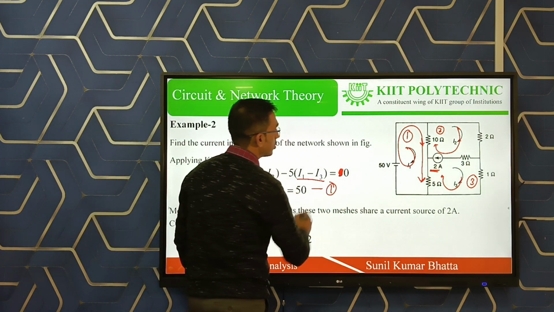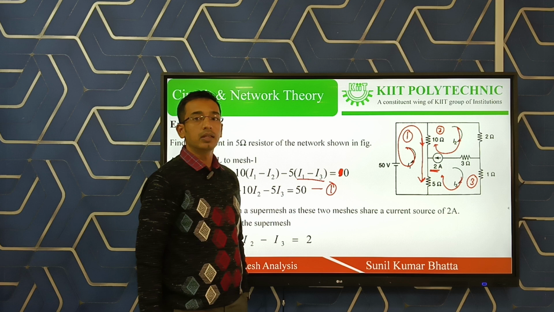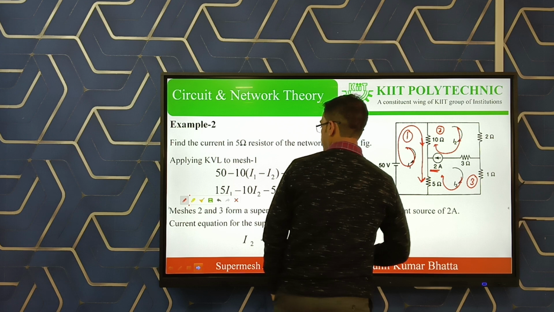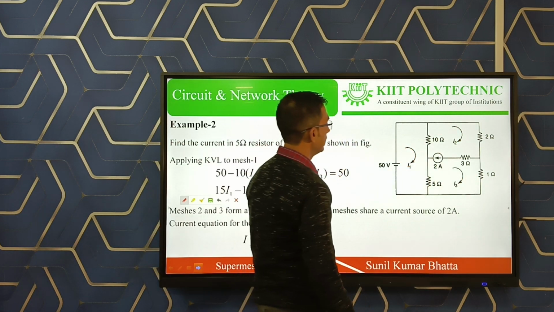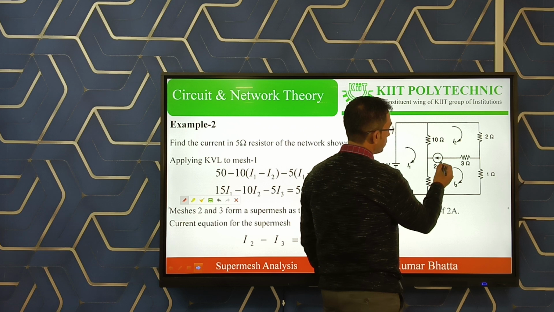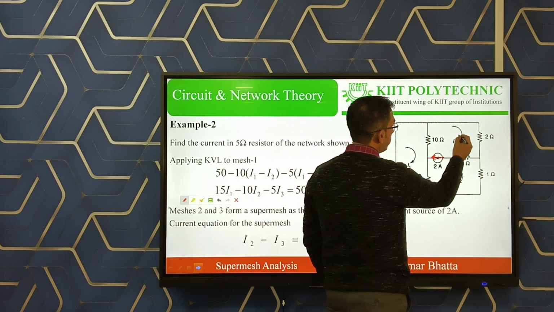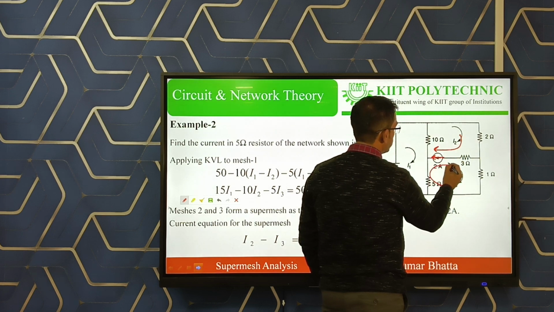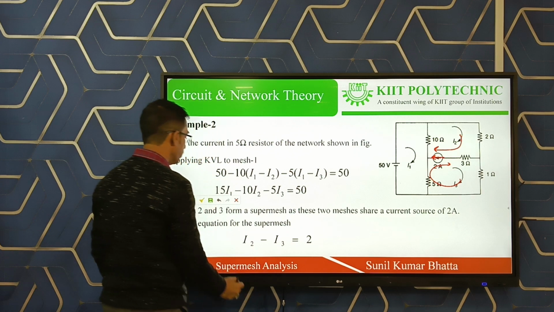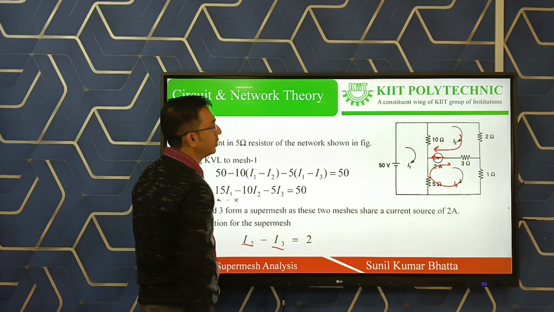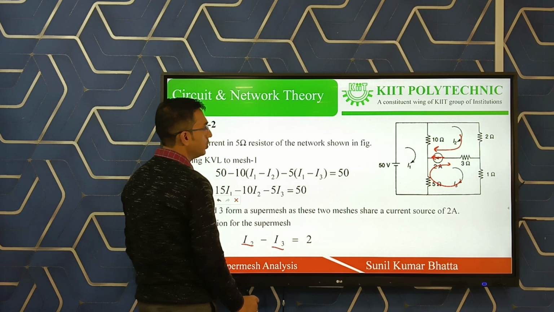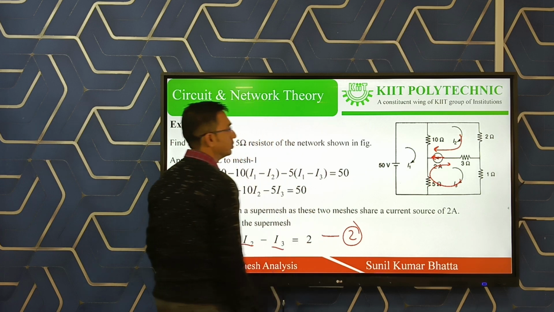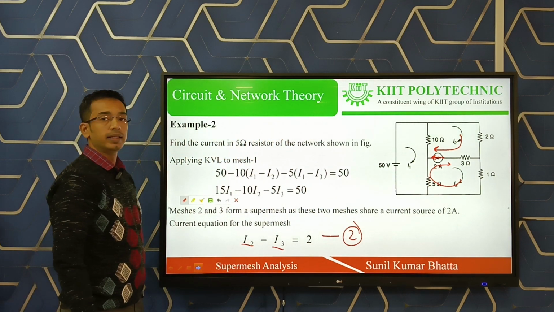The second equation is the current equation for the common current source of 2 ampere. For the common current source, the current source direction is like this, and between I2 and I3, I2 direction is like this and I3 direction is opposite. So we will write I2 minus I3 equal to 2. That is the current equation for the common current source, equation number 2. So first equation done, second equation done, then the third equation.